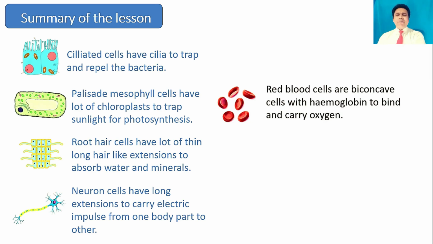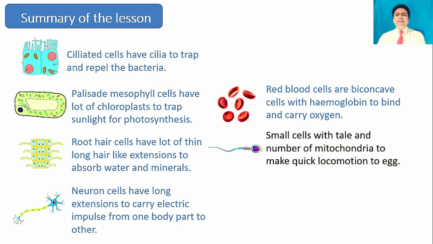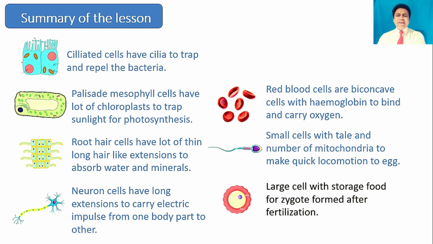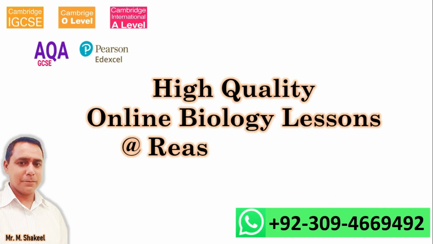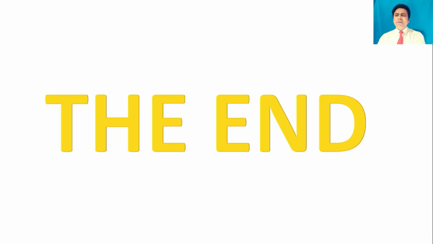Red blood cells are biconcave cells with hemoglobin to bind and carry oxygen. Sperm cells have a tail and a number of mitochondria for quick locomotion to the egg. Egg cell: a large cell with stored food for the zygote formed after fertilization. The end.